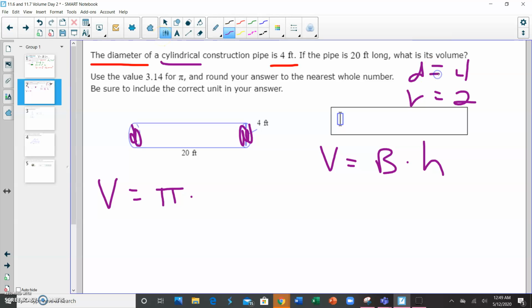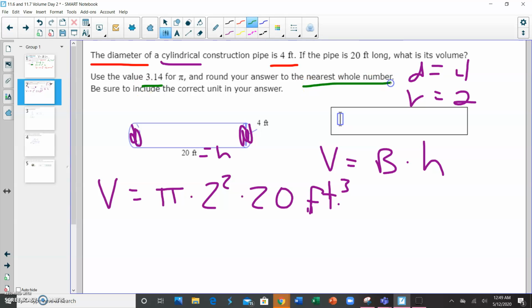All right, so it's going to be pi times 2 squared times the height. And in that case, h is going to be your height because you have to look at the bases as the top and the bottom, so times 20. And that is going to be feet cubed. And once again, the directions are the same for rounding. It says to use 3.14 and round to the nearest whole number. So just follow the directions on that. So 3.14 times 2 squared times 20, and then round to the nearest whole number.